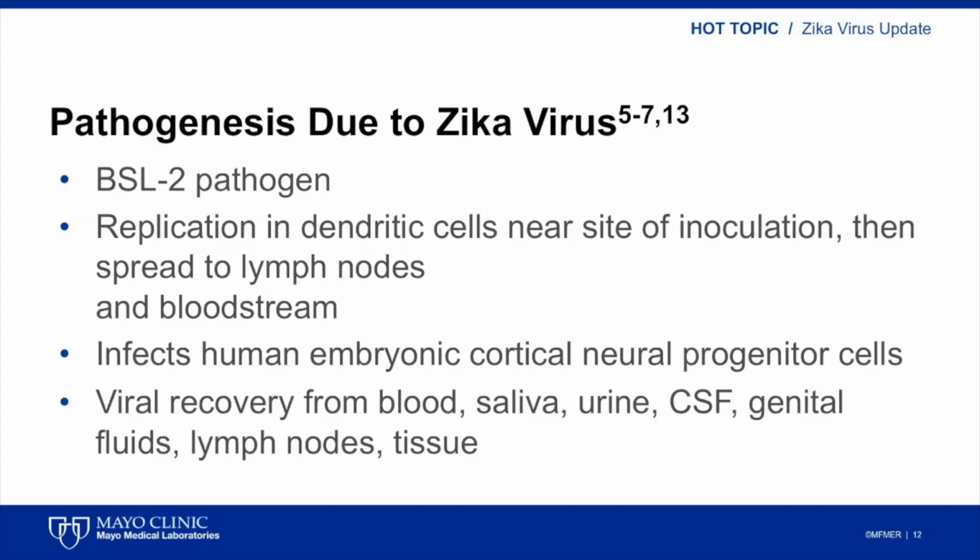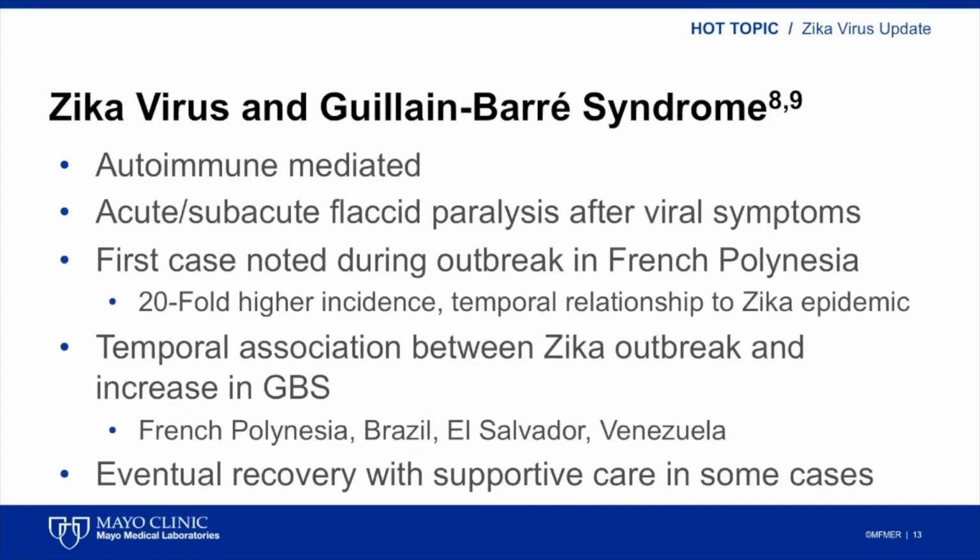In primate studies, after either subcutaneous or intravenous inoculation, Zika virus could be recovered from blood, saliva, urine, CSF, genital fluids, lymph nodes, heart, spleen, and GI tissue, although specific pathogenesis at the non-neural sites has not been reported. There has been an association noted between Zika virus infection and the occurrence of Guillain-Barré syndrome. Remember that GBS is an autoimmune-mediated syndrome that can occur after viral infections, including dengue, West Nile virus, and chikungunya virus.